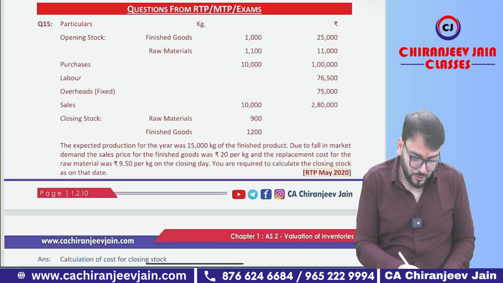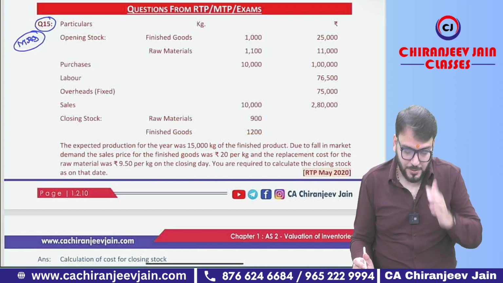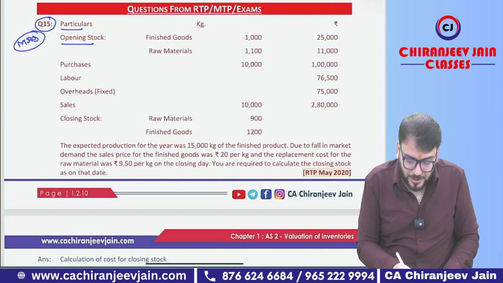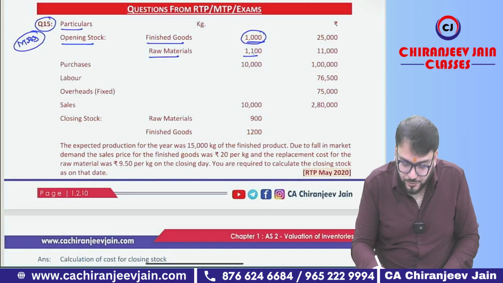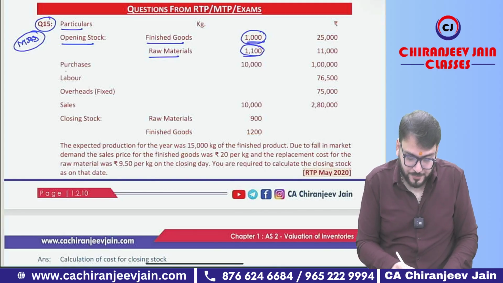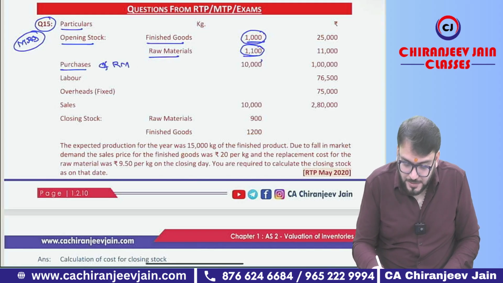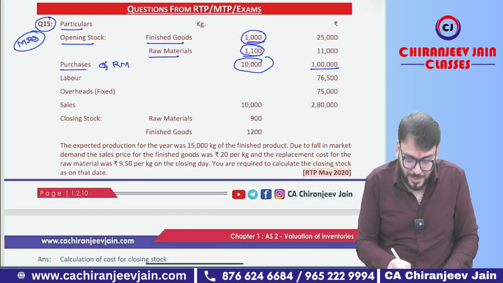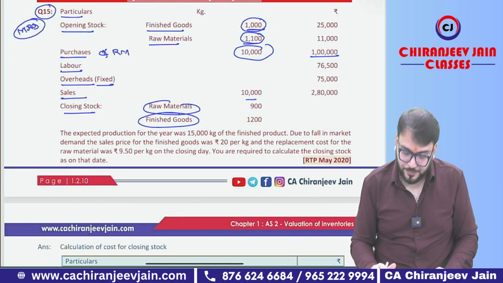One more question. Question 15. Interesting. Read on MRQ. Must revise question before exam. Particulars: opening stock of finished goods 1000, raw material 1100. This is the opening stock of finished goods and opening stock of raw material. Then purchase, of course, this is purchase of raw material, 10,000 at rupees 1 lakh. Labor, overhead fixed, sales, closing stock of raw material, closing stock of finished goods.